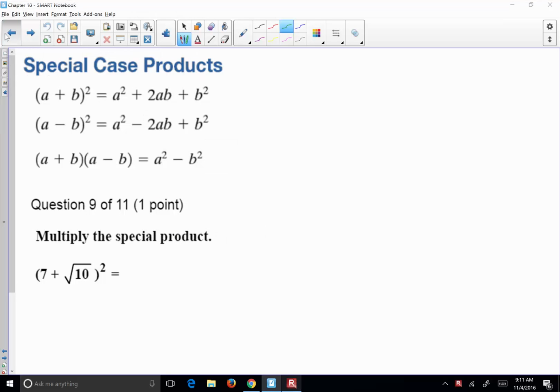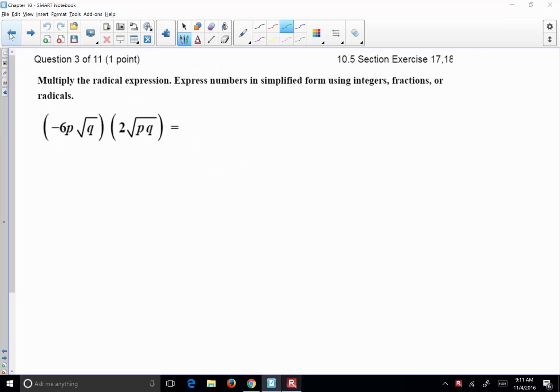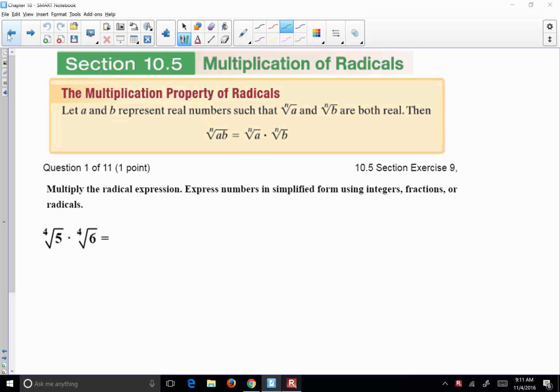We are continuing chapter 10, section 5, multiplication of radicals today, and there were 3 or 4 questions left.